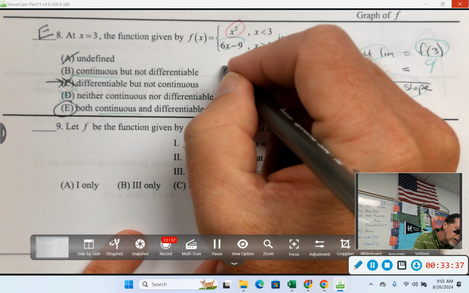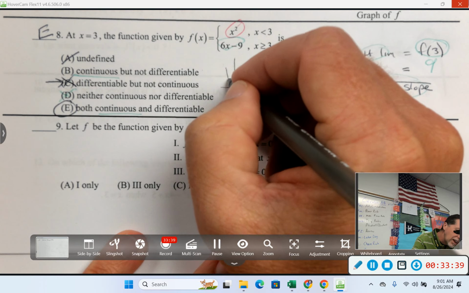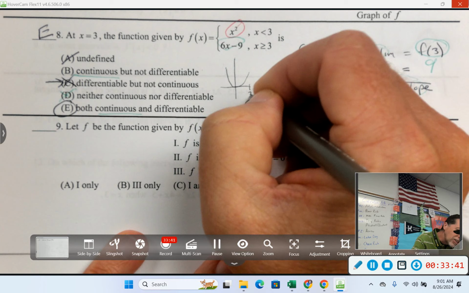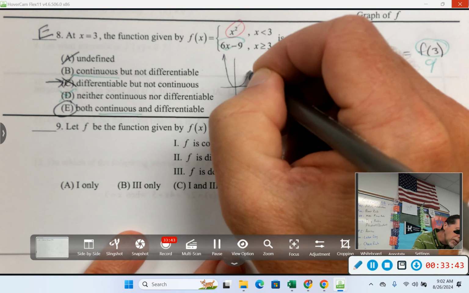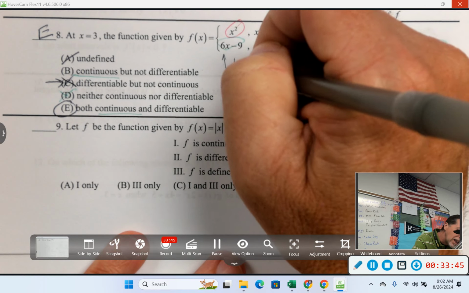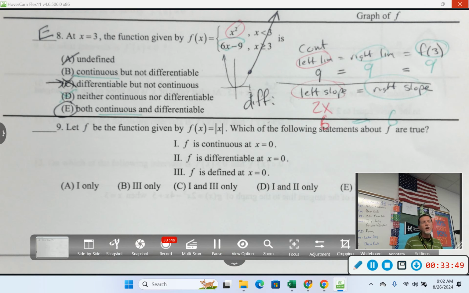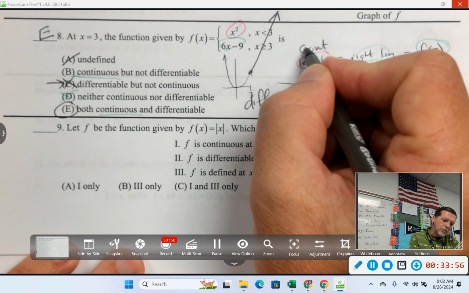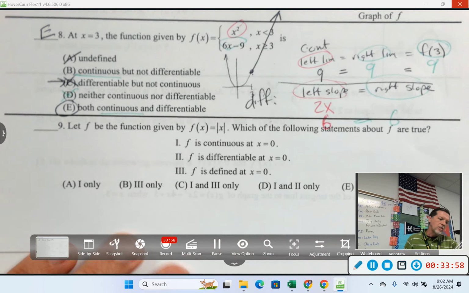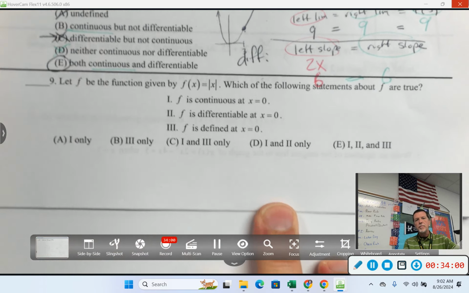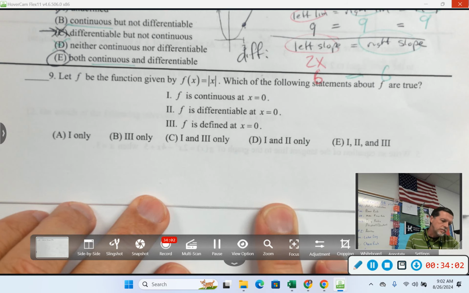If we wanted to try to draw it, we know what a parabola looks like. But when it gets to 3, it stops being a parabola and starts being a line. But it's like a smooth transition. So the derivative there exists. They're connected, continuity, and it's a smooth transition. The slope's the same. There's no cusp there.